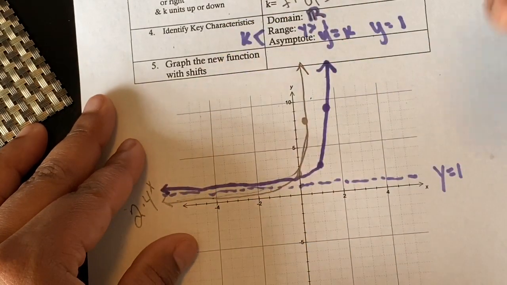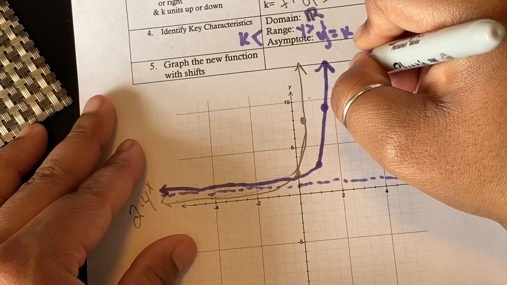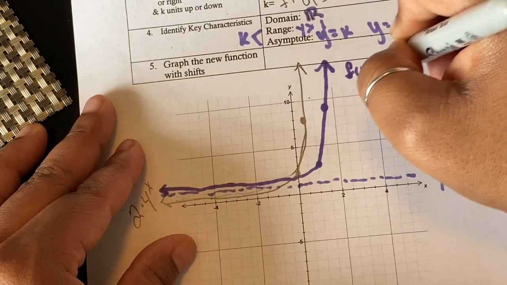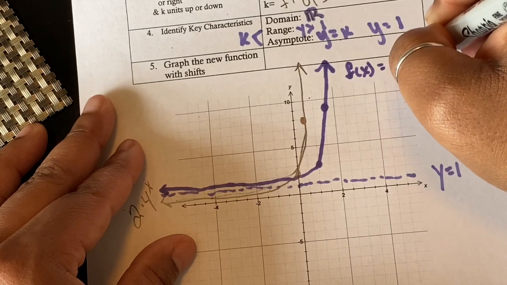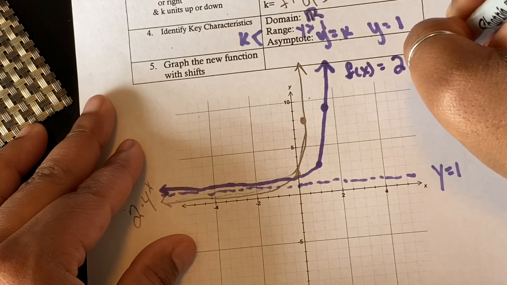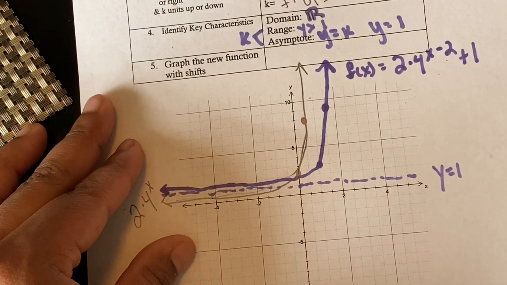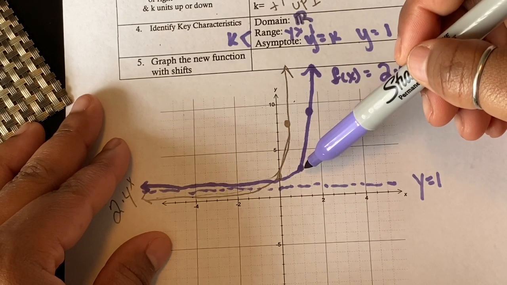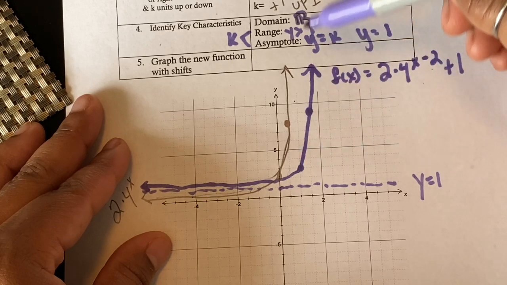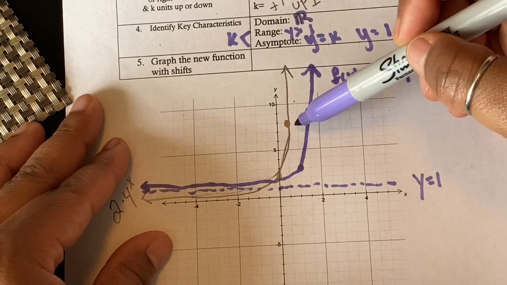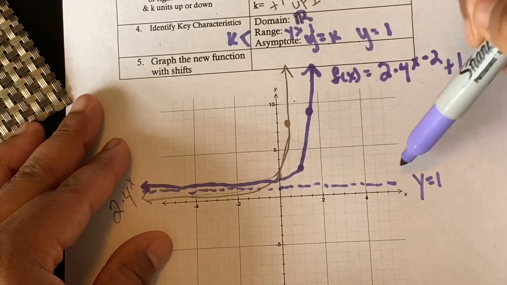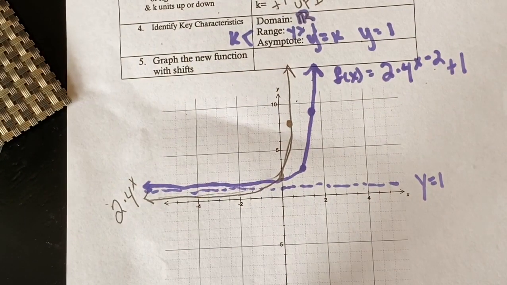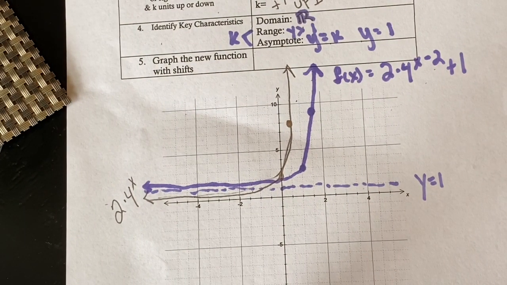Okay, and now in purple, this is the function f of x equals 2 times 4 to the power of x minus 2 plus 1. I just took each of my points and shifted them how the equation told me to shift them. And I identified my asymptote. All right, let's do it again.